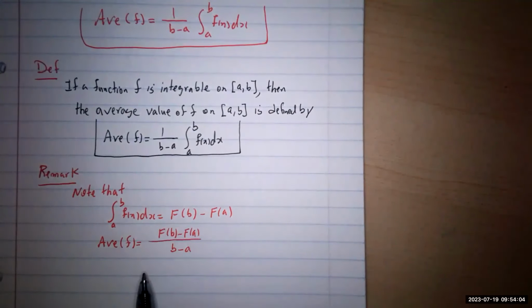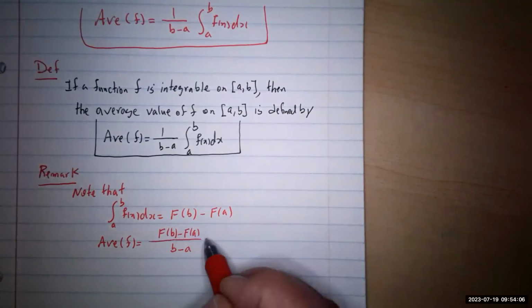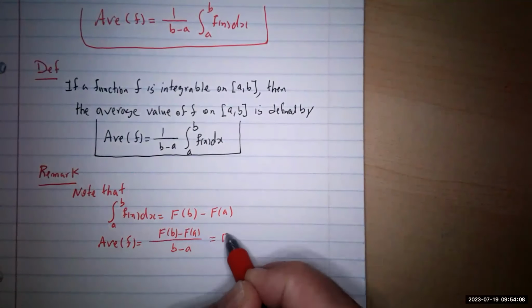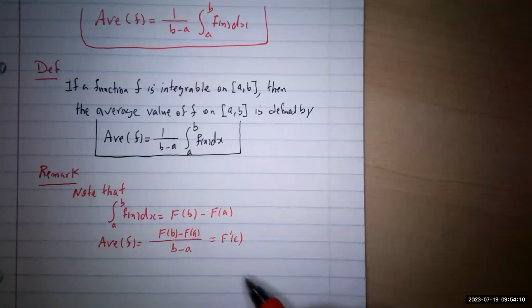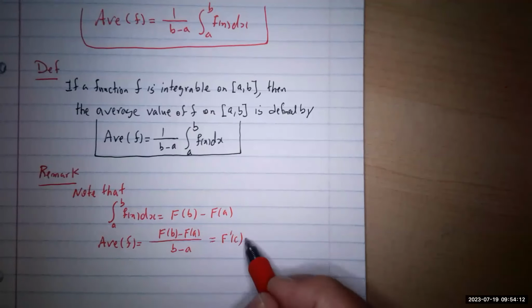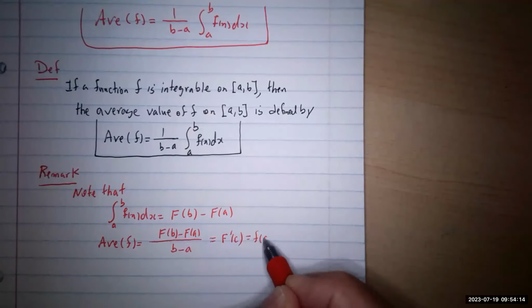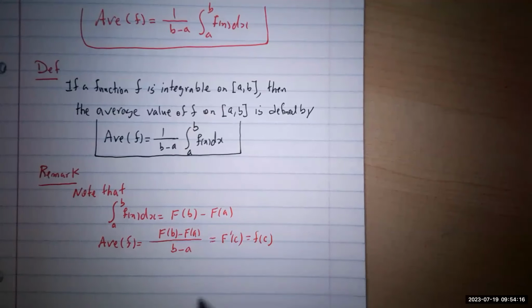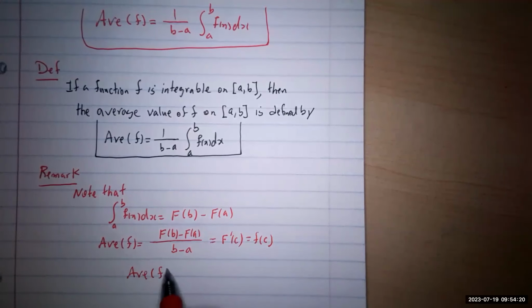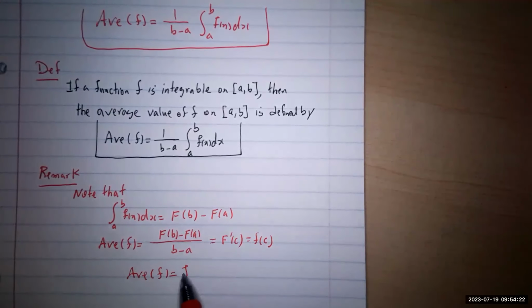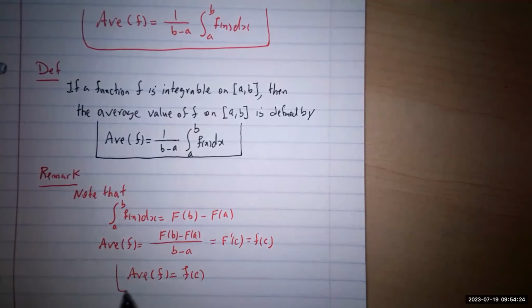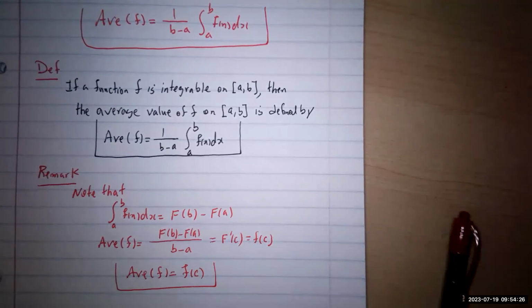According to the mean value theorem, there is a c such that this is going to be f prime of c. But in this formula, f prime and f of c are the same. So that gives you this result. This means the average value of f is going to be the same as that f of c that we find in the mean value theorem.